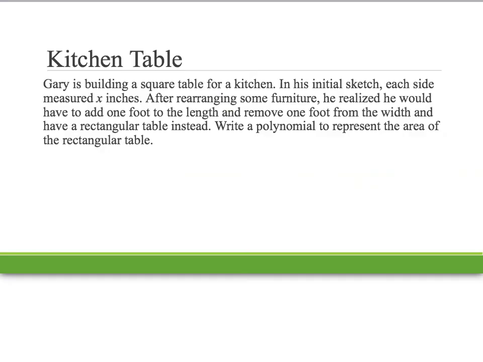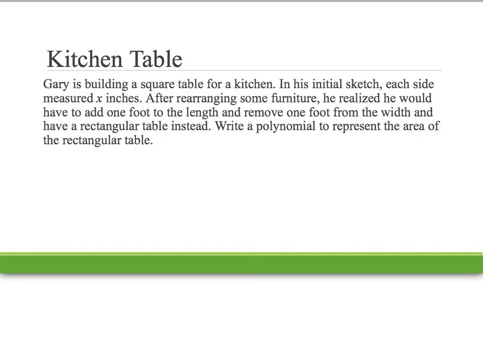Moving on to the last one. This one is about a kitchen table. Gary is building a square table for a kitchen. In the initial sketch, each side measured x inches. After arranging some furniture, he realized he would have to add 1 more foot to the length and remove 1 foot from the width and have a rectangular table instead.